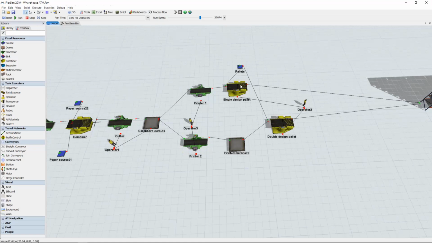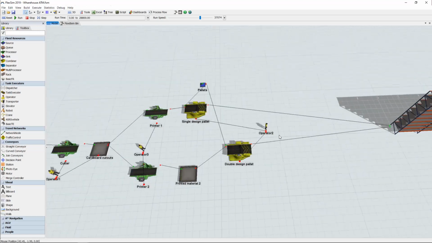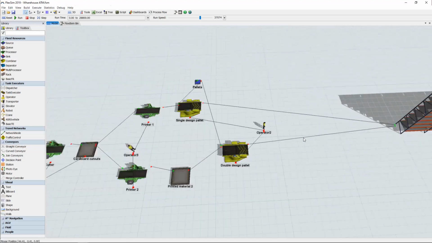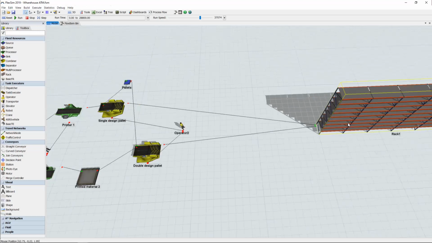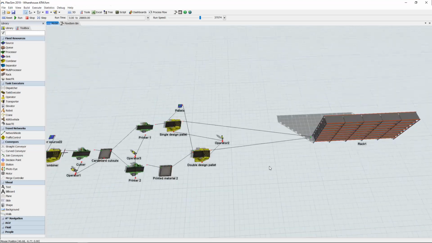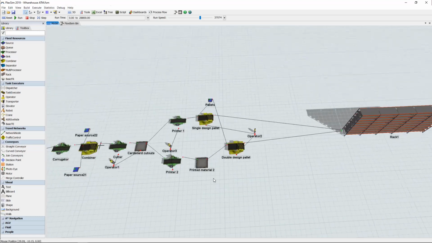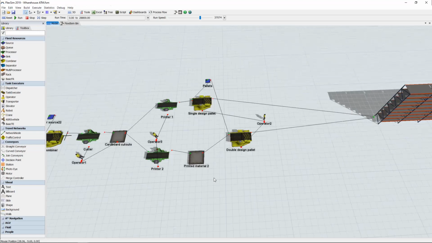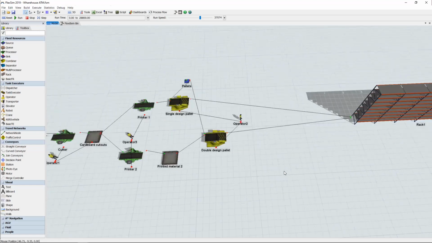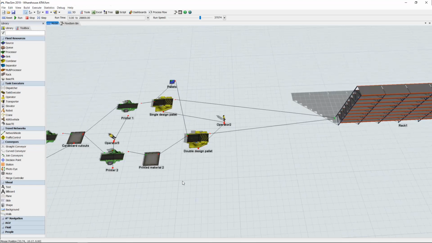Then we have a pallet that combines the product, and an operator has to walk almost 20 meters to the rack so they can store the product. So what's the problem with this actual design? They are having delays in production and clients are not receiving their orders, so they're losing customers.